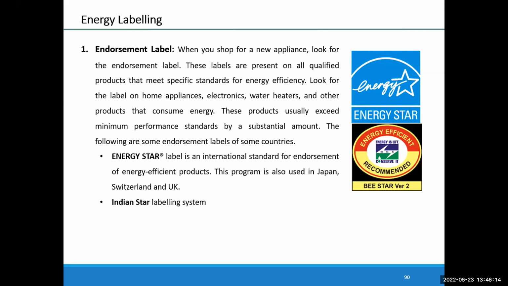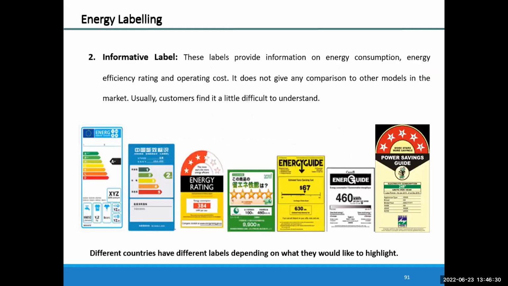So the following are some of the endorsement labels of some countries. Energy Star is an international standard for endorsement of energy efficient products. This program is also used in Japan, Switzerland, UK. BEE has given the Indian Star labeling system. So these are some of the labels we can see on appliances in different countries.